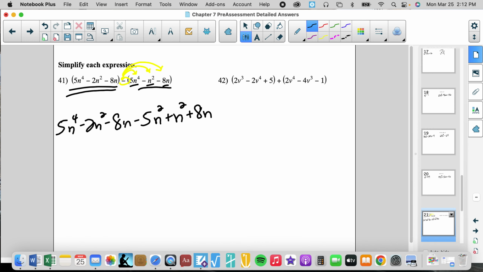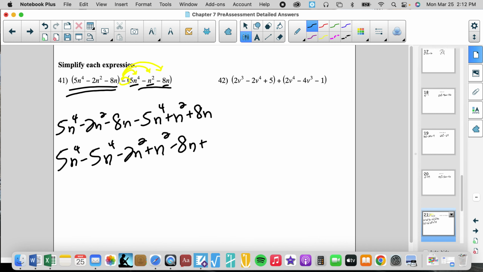So we had a positive 5n, now it's a negative 5n. We had a negative n squared, it's a positive n squared now. Negative 8n is now positive 8n. And now I'm going to write them in descending order. I made a mistake. There you go. Thank you for not screaming at me.